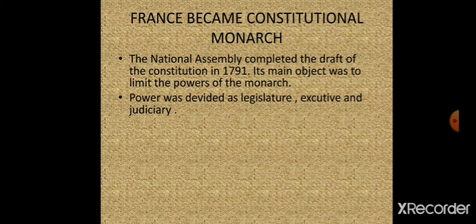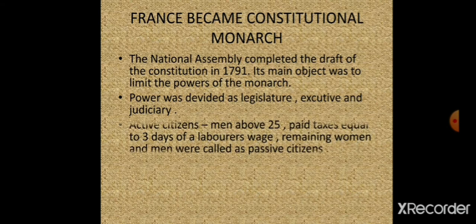Okay, so here we can clearly see that this was based on the separation of powers. I would ask you: which political thinker gave this idea of separation of powers? Now, but the problem was that France became a constitutional monarchy.